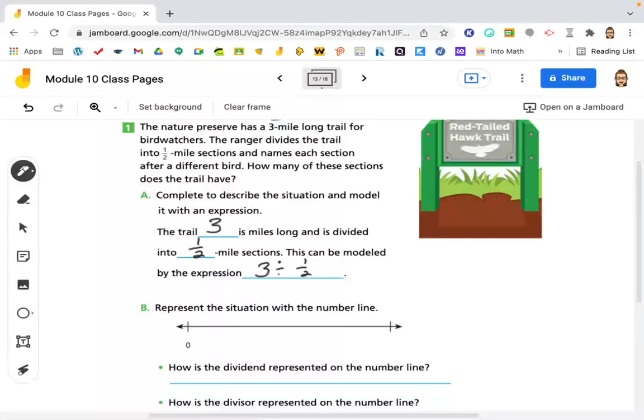So it says represent the situation with a number line. Well, we would split this into 3 sections. So we have 1, 2, 3. And if we split each one in half, so this would be 1/2, 1.5, 2, 2.5.